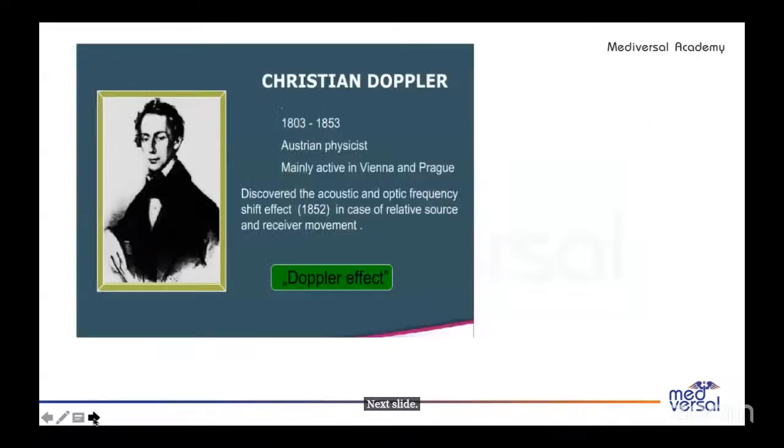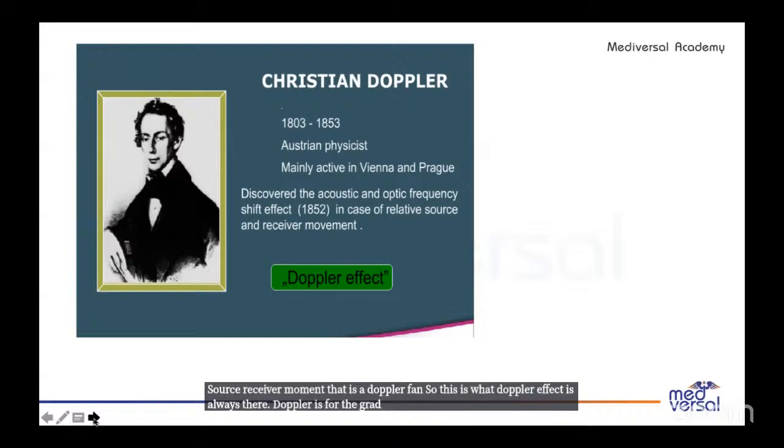Christian Doppler, from 1803 to 1853, was an Austrian physicist, mainly active in Vienna and Prague. He discovered the acoustic and optic frequency shift due to the relative motion of source and receiver. That is the Doppler effect. Doppler is for the gradient, the color flow, and the gradient part is how Doppler works.